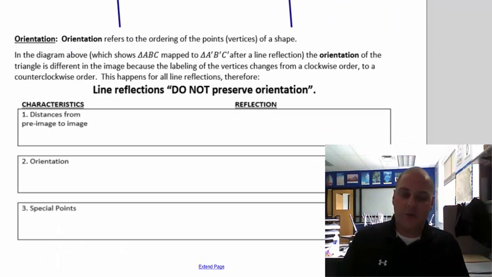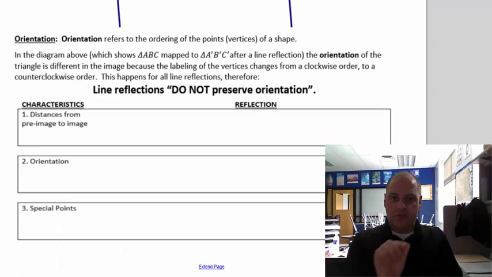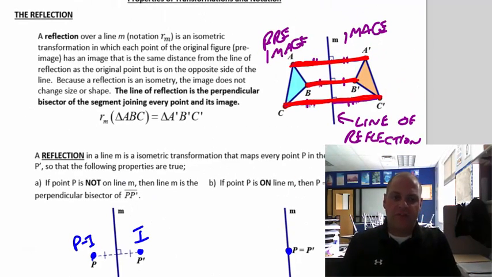What's orientation? Because we're going to talk about orientation of reflections, rotations, and translations. Orientation refers to the order in which we label the vertices. So take a look, we're going to use this diagram up here.